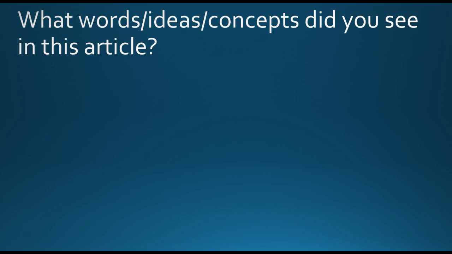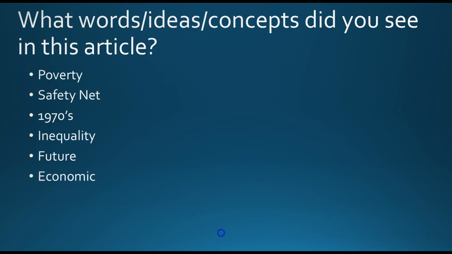So what words, ideas, or concepts did you see in this article? Well, maybe you saw the word poverty, or safety net, or 1970s, inequality, future, economic. All these are things that this article talks about. And then what we want to do is create a working thesis. What do we think it's about?